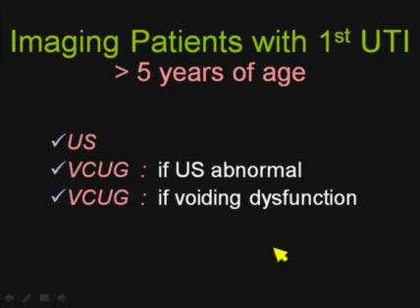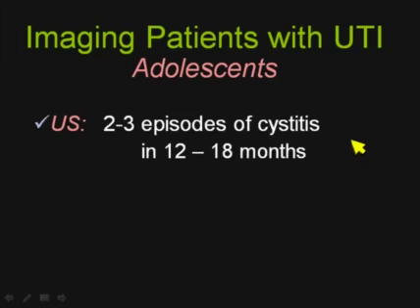Now, in patients who are older than 5 years when they present with a urinary tract infection, they have an ultrasound. If the ultrasound is normal, no further imaging is done. If the ultrasound is abnormal, then a VCUG is done. And if they have a voiding dysfunction, VCUG may be done as well. In patients who are already adolescents who present for the first time with a urinary tract infection that has occurred 2 to 3 times in 12 to 18 months, sonography is usually performed at that time.